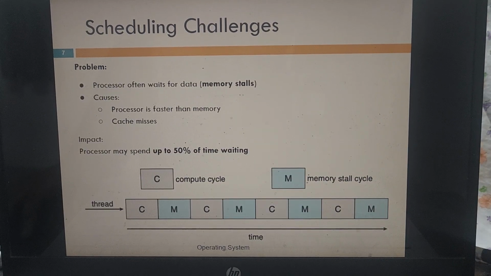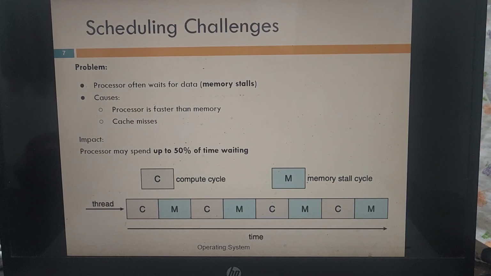Now we're going to look at some common challenges which arise when we look at process scheduling. The first and most common of them is memory stalls. A processor is asked to execute a specific process. The processor takes the data corresponding to that process from the process control block, and it takes the instructions, it decodes them. The fetch, decode, execute cycle which you learned about in computer organization gets initiated.